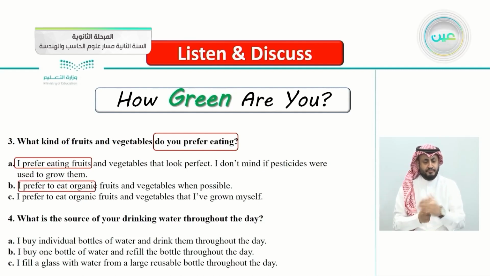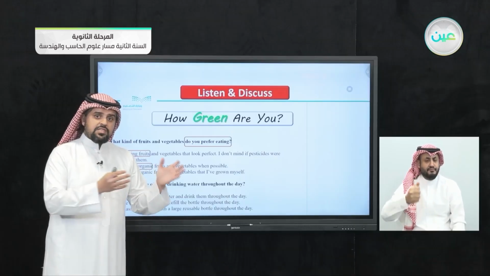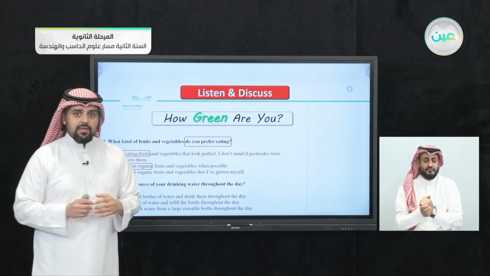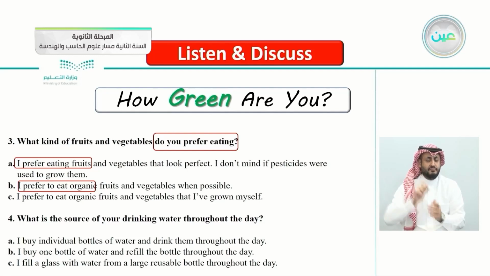Also here, I prefer to eat. So you can say I prefer eating, or you can say I prefer to eat. So you can use the gerund or the infinitive form. And remember, they both act as a noun. You can say I prefer eating fruits, or you can say, as in answer B here, I prefer to eat organic fruits, and so on.